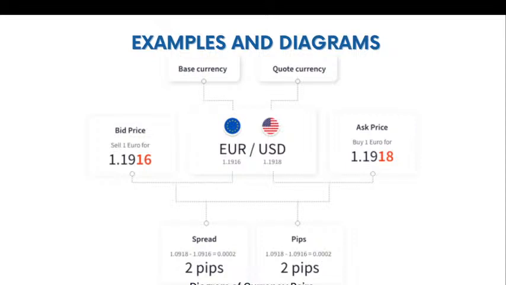So what we call spread. Spread is a difference in price. Let me say for this example, we have 1.1916. That is the bid price, and the ask price we're seeing is 1.1918. That is to say the spread here is 2 pips. Remember, a pip is the smallest price change of movement of a currency pair.